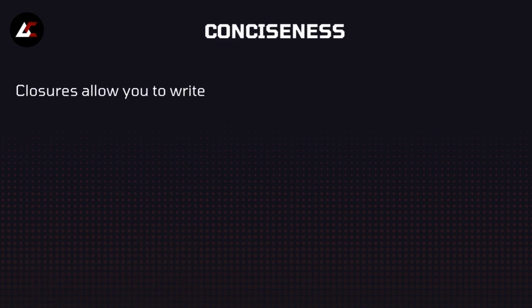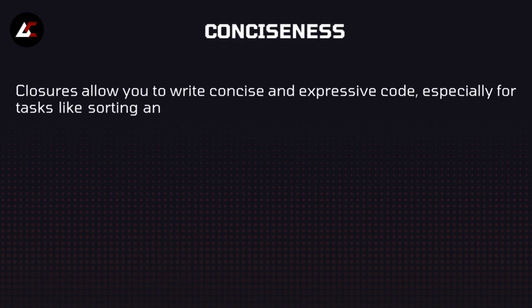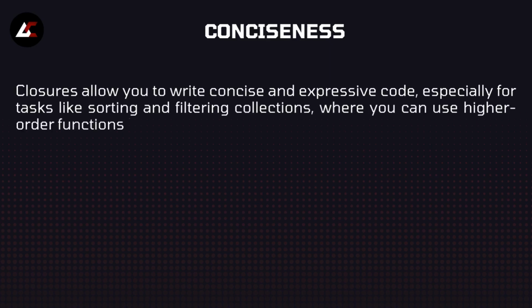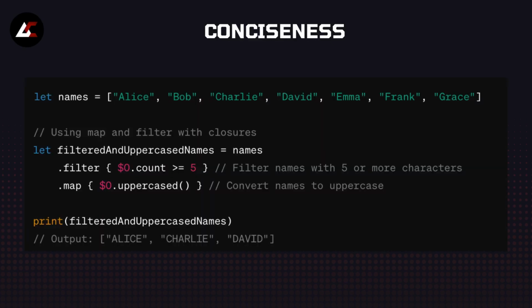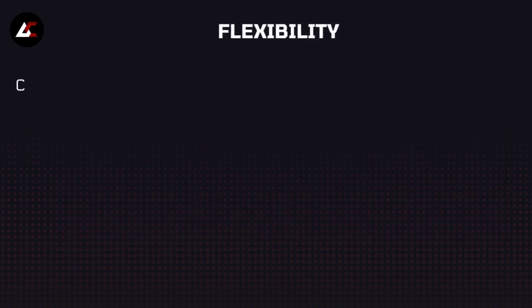Conciseness. Closures allow you to write concise and expressive code, especially for tasks like sorting and filtering collections, where you can use higher-order functions like map, filter, and reduce. As per this example, the filter higher-order function is used with the closure to filter out names with fewer than 5 characters. The map higher-order function is used with a closure to transform each remaining name to uppercase.